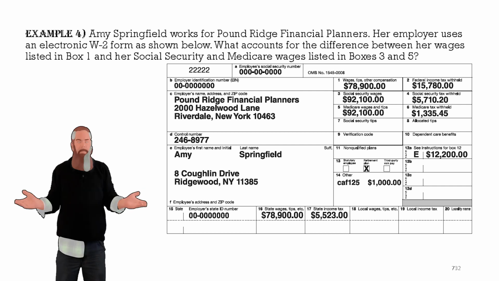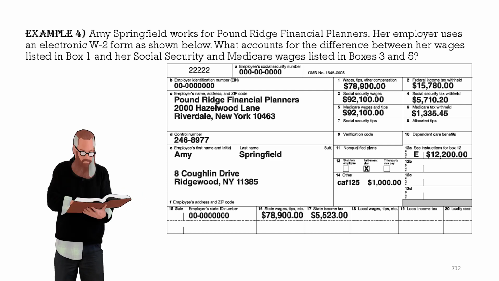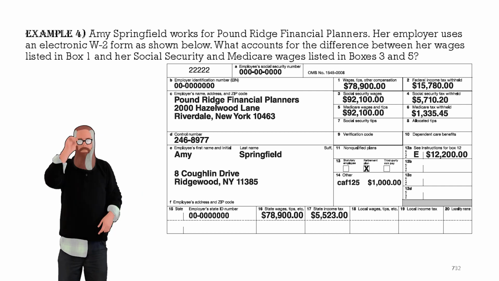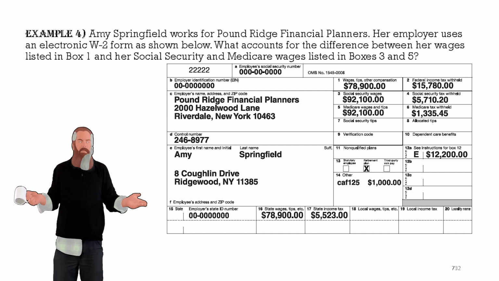Box 14 lists CAF 125 $1,000. Section 125 of the U.S. Tax Code outlines a cafeteria plan in which employees can hold back a portion of their pre-tax wages for the payment of certain medical, child care, and parental care and reimbursement of medical insurance expenses. The cafeteria plan is a type of flexible spending account, or FSA.